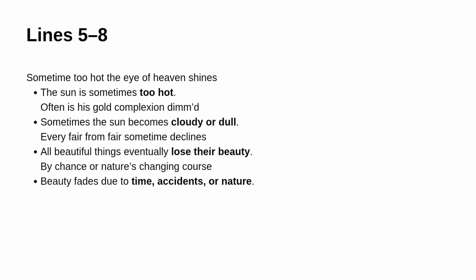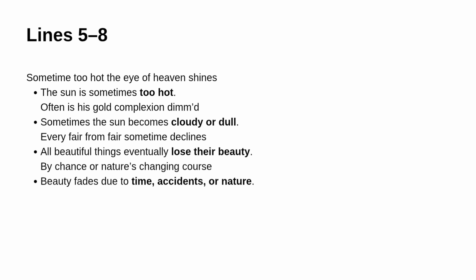Now let us move to the second quatrain of Sonnet 18, written by William Shakespeare. In these lines, Shakespeare continues his argument by explaining the imperfections of summer and the temporary nature of beauty in the natural world. The first line of this section says, "Sometime too hot the eye of heaven shines." In this line, the poet refers to the sun using the metaphor, the eye of heaven. The sun is imagined as the bright eye of the sky that watches over the earth.